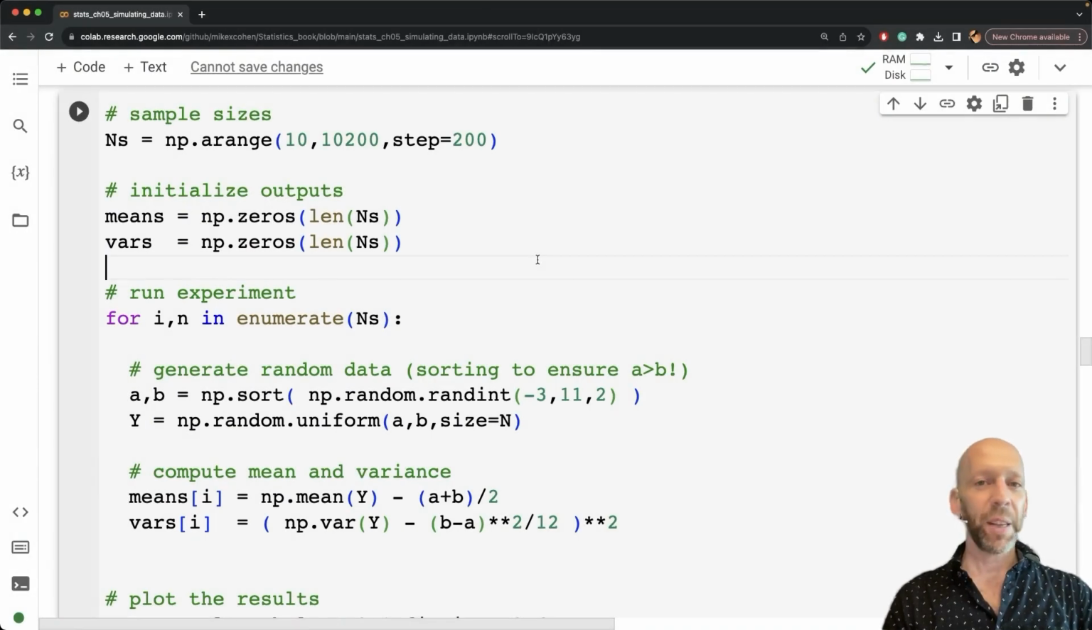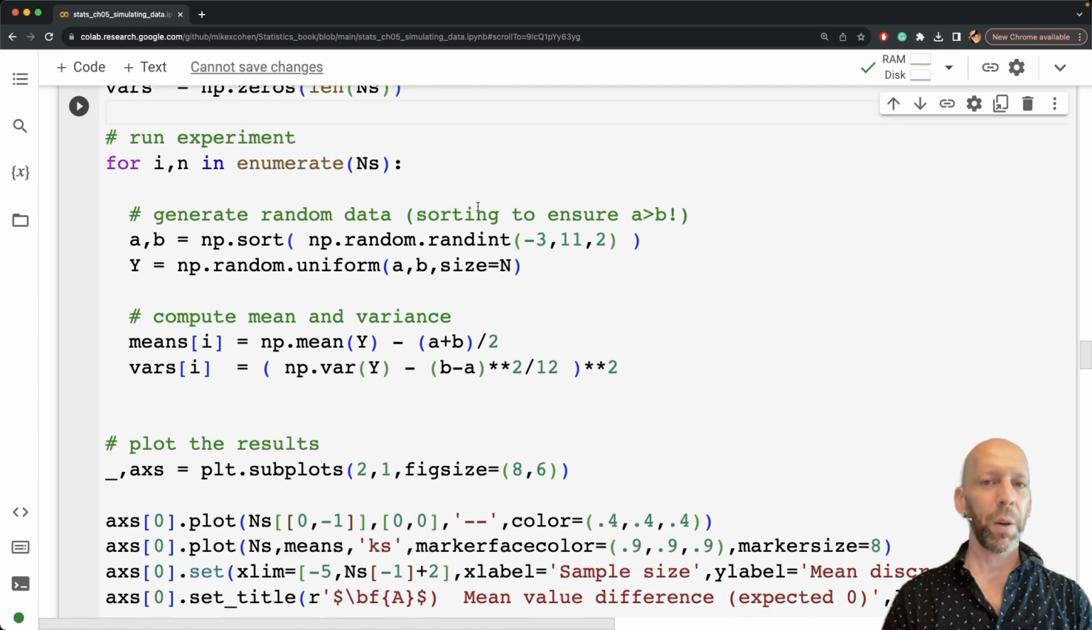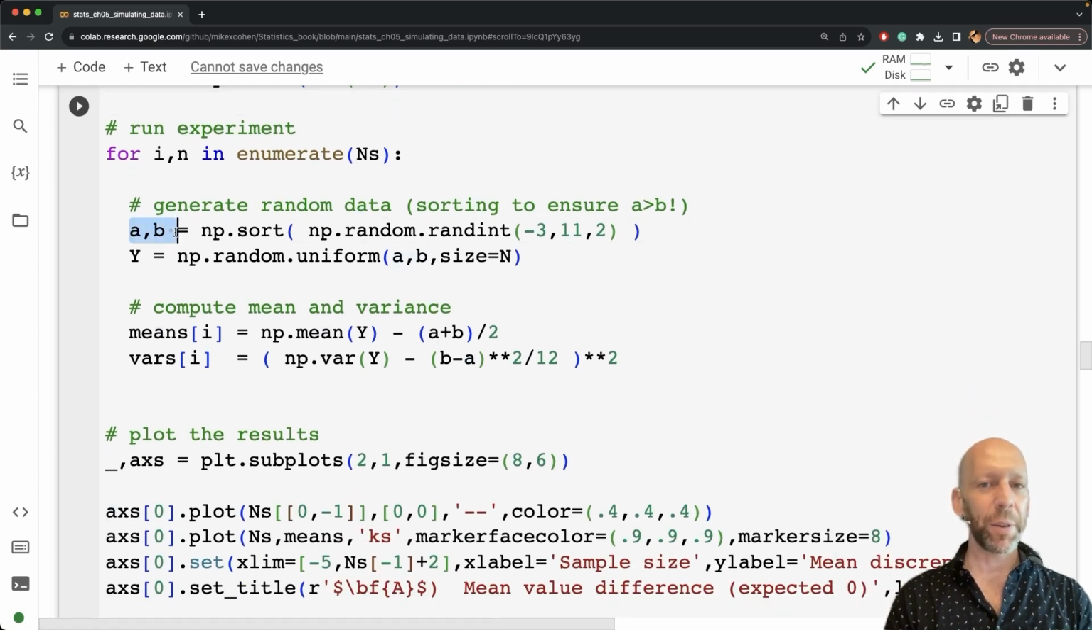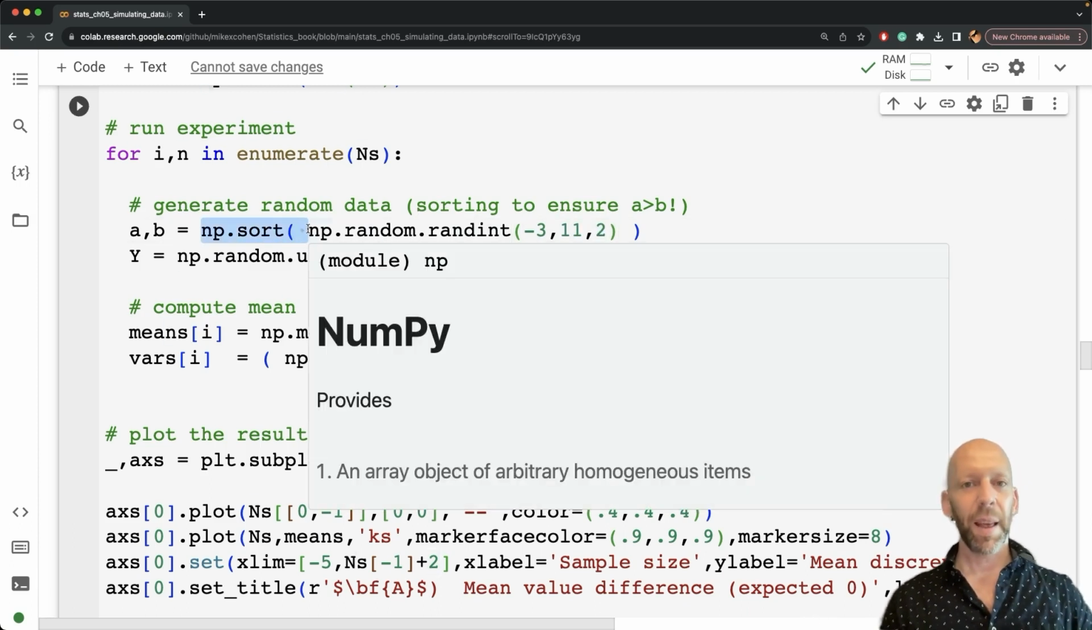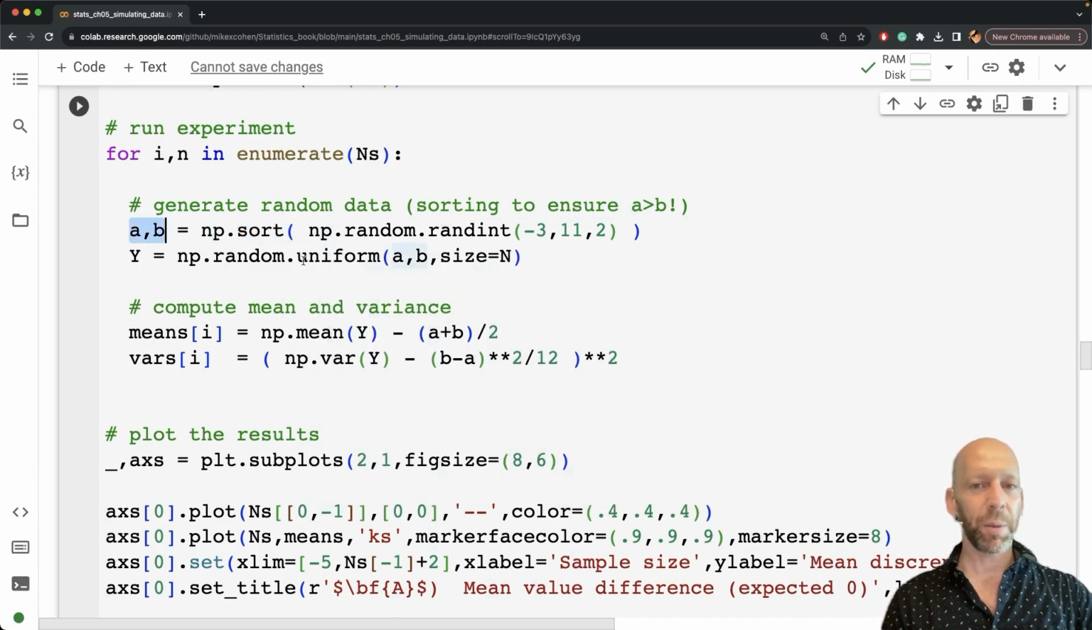If you have completed exercise 1, the previous exercise, you will recognize a lot of this code. In fact, when I was writing the code for this exercise, I really just copied and pasted and changed as necessary. Okay, so here I create the random boundaries, and you can see that I'm sorting these random integers. So random integers between -3 and +10 inclusive. So here we write 11. We want two numbers to get boundaries, and then I sort them, and this just guarantees that A will always be less than B, which is what we need to generate this uniform distribution.